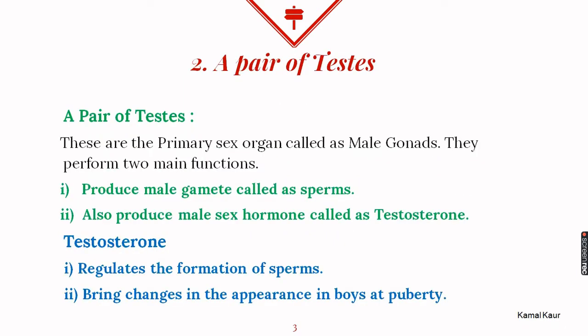The next important part is a pair of testes, which is the primary sex organ, also called the male gonad. It performs two most important functions. One is it produces the male gamete called sperm. It also produces the male sex hormone, which is called testosterone. And the production of testosterone regulates the formation of sperms and it brings changes in the appearance in the boys during puberty, which are also called secondary sexual characters.